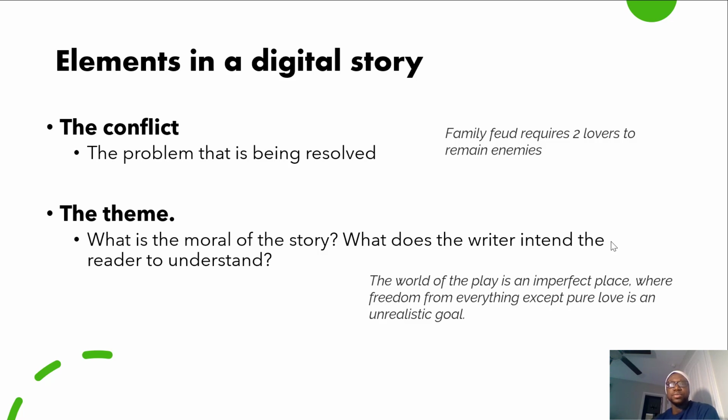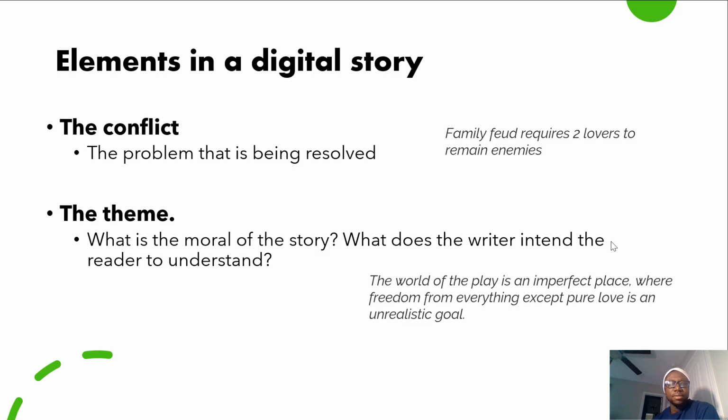And then you want to solve the conflict. So in Romeo and Juliet, the family feud requires two lovers to remain enemies. That's what is required of them. The families are in conflict with each other, and these two fellows love each other, so the families needed them to remain enemies, but they couldn't hate each other, right? And that created a big problem between the families.